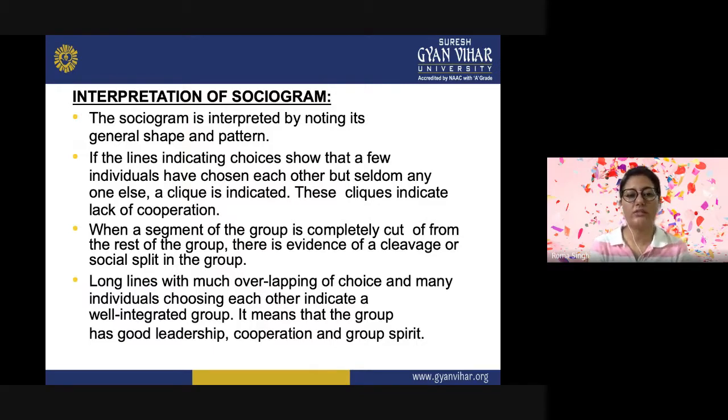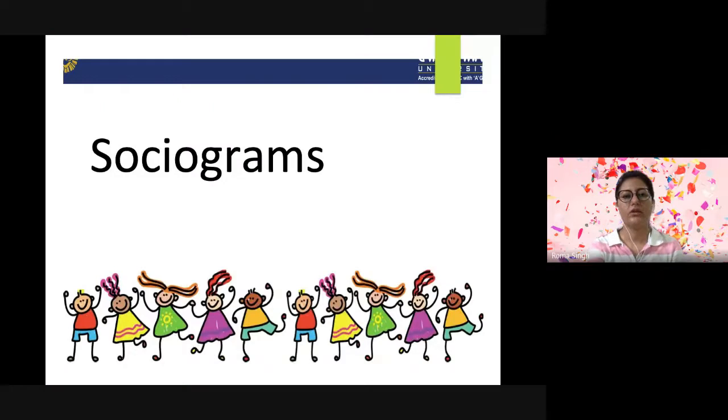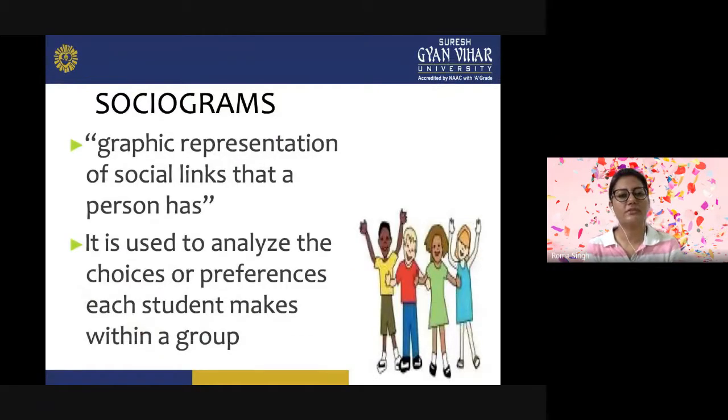Long lines with much overlapping of choice and many individuals choosing each other indicate a well-integrated group. It means that the group has good relationships, leadership, cooperation, and the spirit which is anticipated by the teacher. Sociograms are basically graphic representations which can be very easily prepared by teachers, and with this help they can find out the social links that a person has.